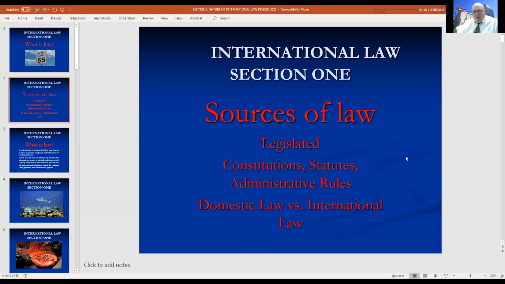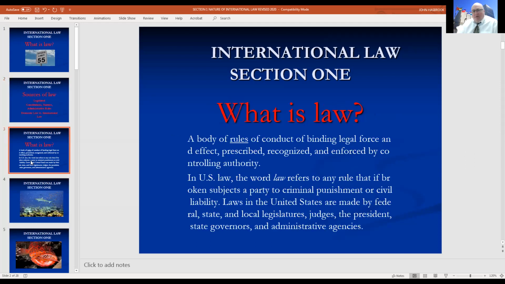So when we say law, again, we think of a speed limit as being a law for which there is a penalty. So here's a definition within the United States. Law refers to any rule that subjects a party to potential criminal or civil penalties in the event that they violate the rule, the law.